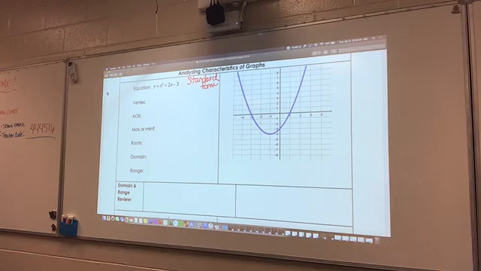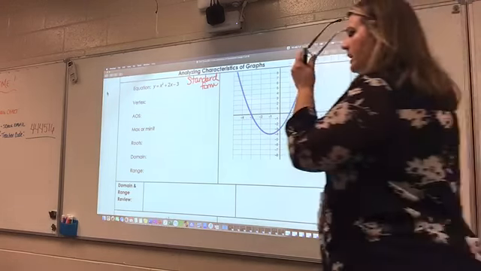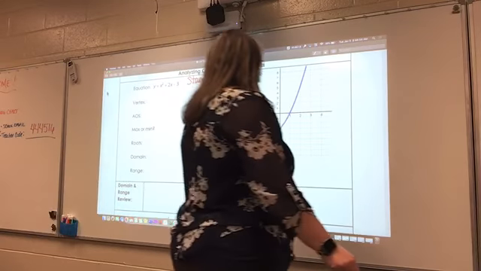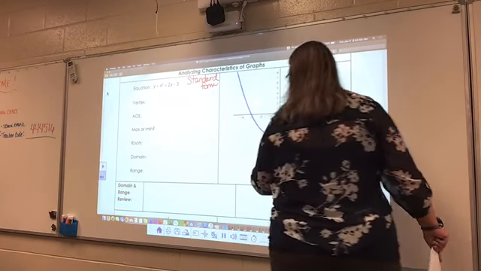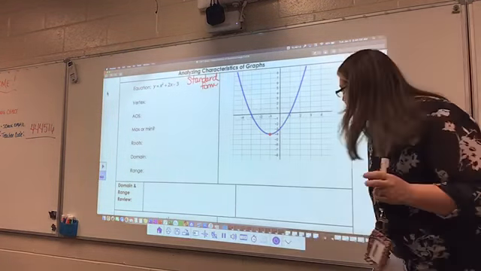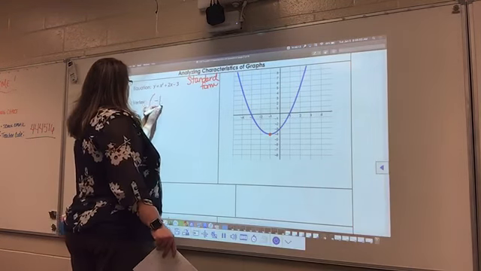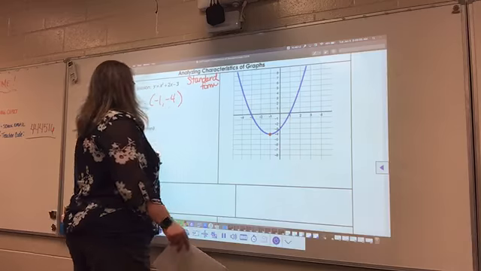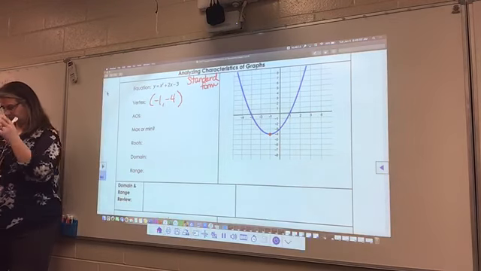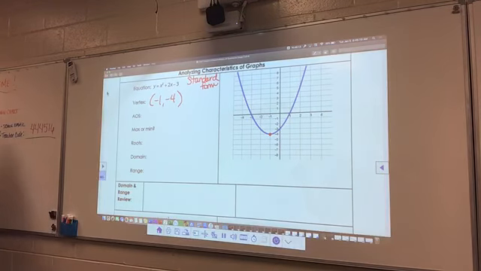Now, what type of format would our vertex need to be given in? Coordinates, right? An ordered pair. We have an x coordinate and a y coordinate. On a graph, I can visualize it and see it's right here. So what is that? -1, -4. I know that it's always going to be in an ordered pair format.